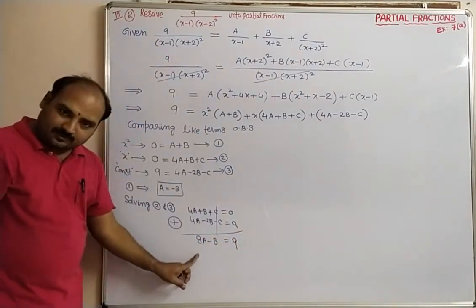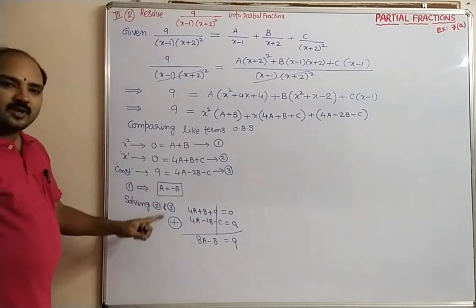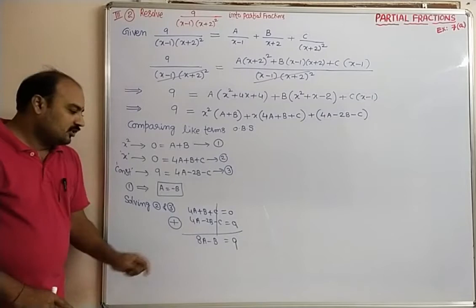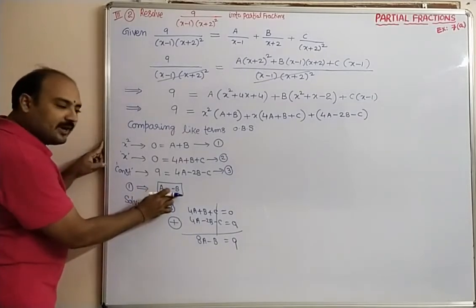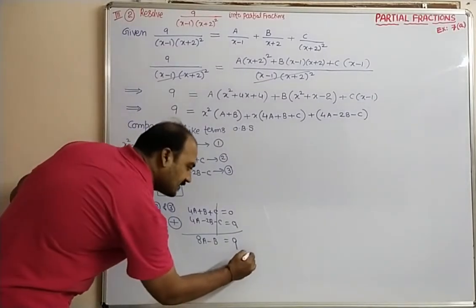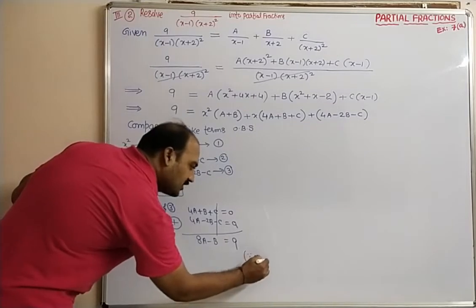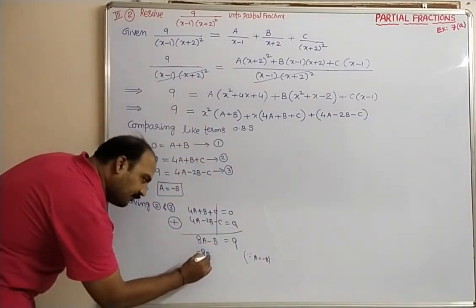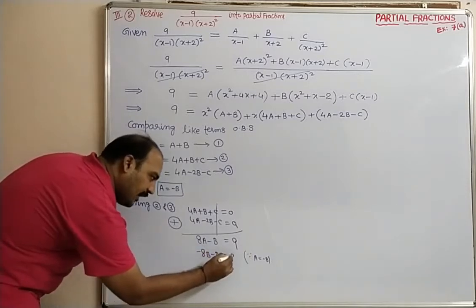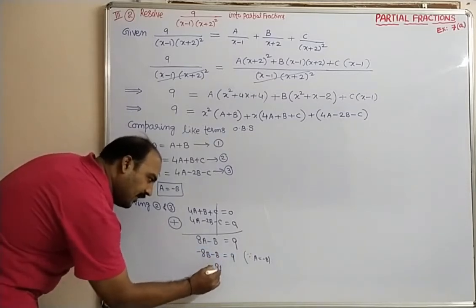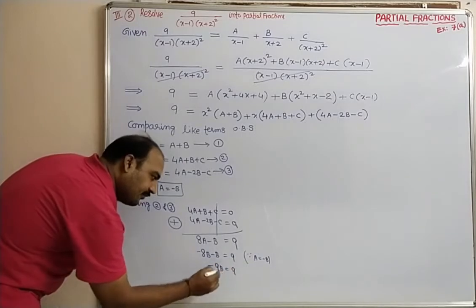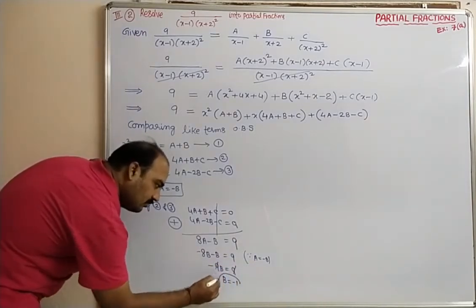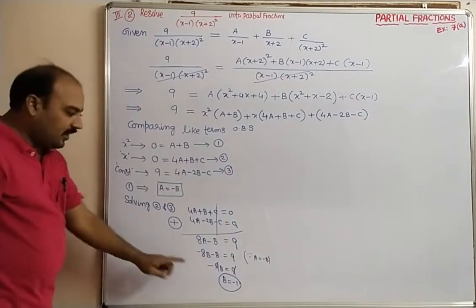After this step, since I want to convert either in terms of a or in terms of b, in place of a, substitute minus b. Since a is equal to minus b, it will become minus 8b minus b equal to 9, minus 9b is equal to 9. Therefore, b is equal to minus 1. The b value we got.